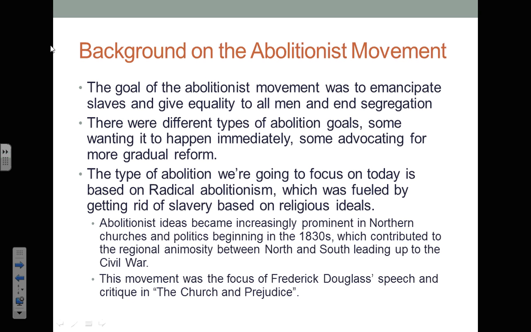So Frederick Douglass writes a speech, and he's looking at the abolitionist movement. He's focusing first on the church, because he's focusing on how the church is handling it. Because the church is saying we have all these great ideas and these great thoughts, and we want to change it because of this and this and this, and everybody's equal. But he's seeing there's some hypocrisy in the church.